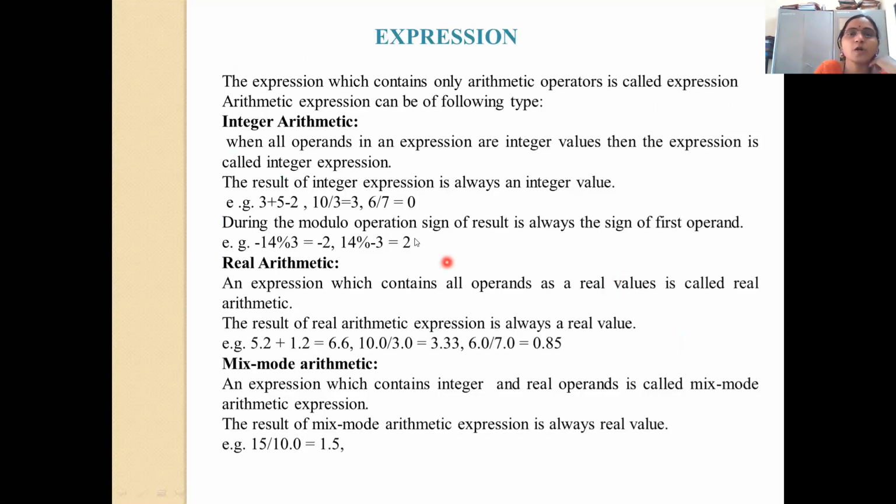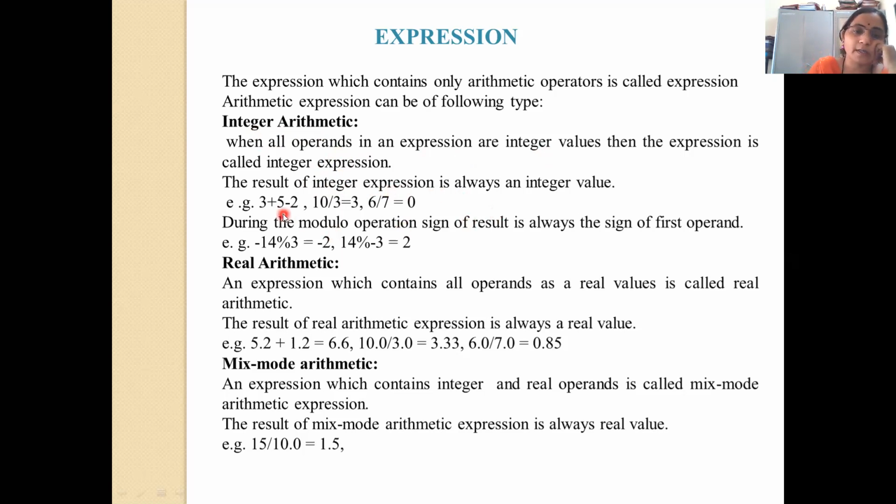Arithmetic expressions can be of the following types. The first one is integer arithmetic, the second is real arithmetic, and the third is mixed mode arithmetic. Out of these, the first is integer arithmetic. The word indicates its meaning: all the operands in the expression are integer values, not real values, and that's why it is called an integer expression or integer arithmetic. And remember, the result of an integer expression is always an integer value.